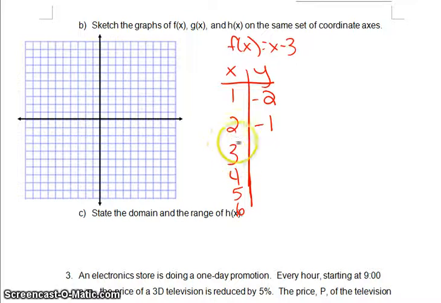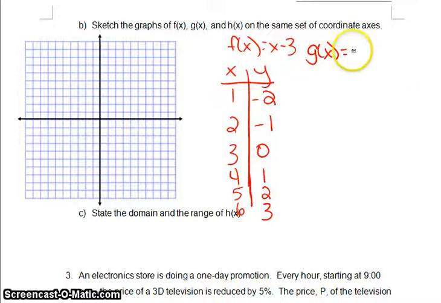We have 3. 3 minus 3 is equal to 0. We have 4. 4 minus 3 is equal to 1. If it follows on in that pattern, we should have 2 and 3 there. Then we'll do the graph of g of x. And g of x there was equal to, that was x squared minus 8x plus 15. So create our table of values there.